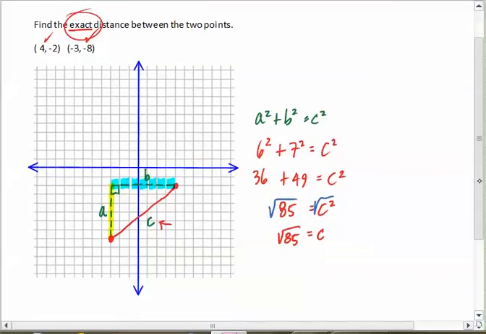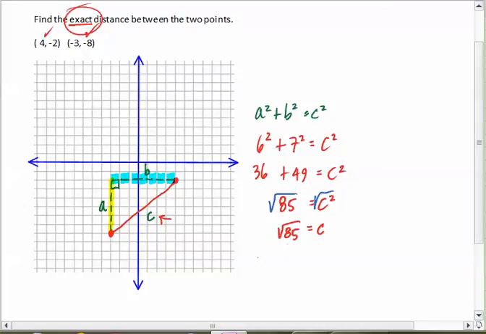So the next step would be to ask ourselves, hey, can 85 be broken down, and is there some kind of perfect square hiding in it? Well, my immediate thought is to divide by 5. Well, when I divide 85 by 5, I get 17, and so I notice that there's not a perfect square. Those are two prime numbers. There's not a perfect square hiding, waiting to escape, and so then this is my final exact answer, the square root of 85.